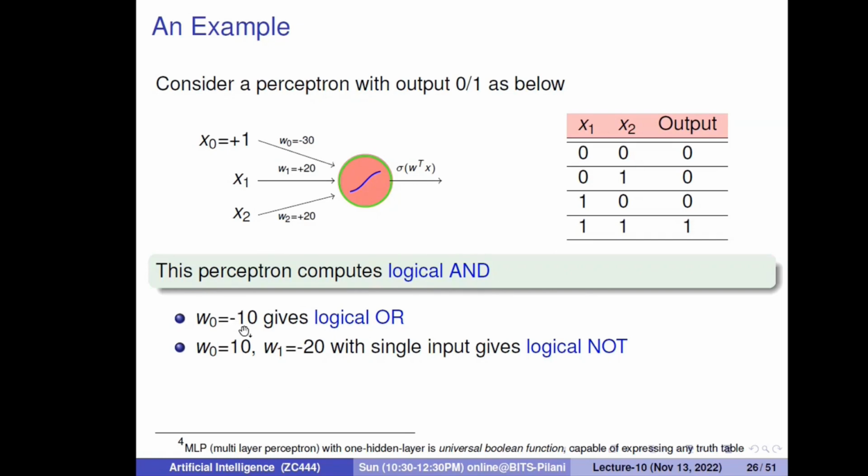Similarly, if you put W0 equal to minus 10, so here instead of minus 30 you put minus 10, then here also you would be getting 1. So it becomes an OR gate. And similarly, if you put only one input with the weight equal to 10 and W1 equal to minus 20, it becomes a NOT gate.